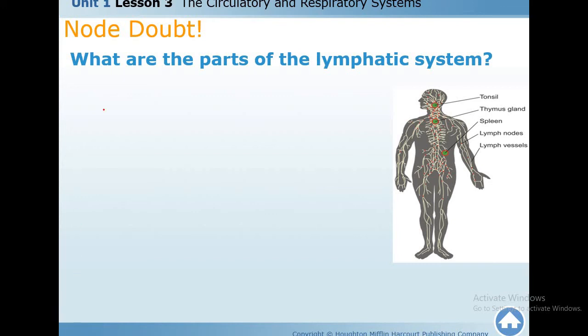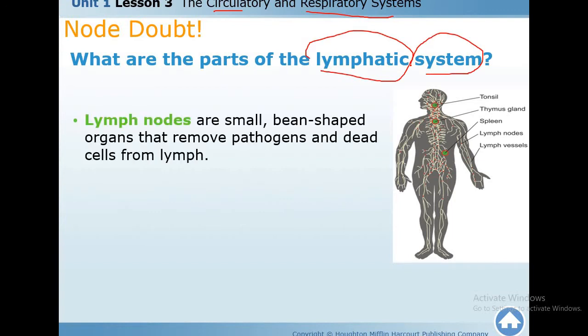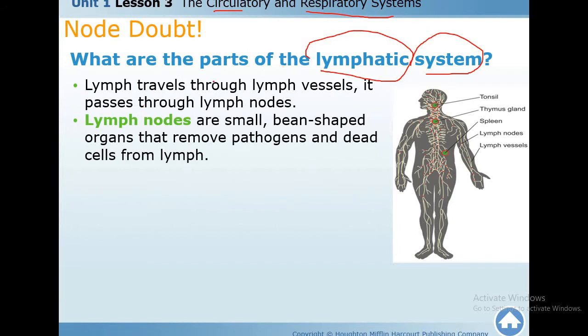Today we are going to continue Unit 1, Lesson 3, the circulatory and respiratory system. So, first of all, what are the parts of the lymphatic system? Lymph travels through lymph vessels. It passes through lymph nodes. Lymph means leaked fluid, or fluid that escapes from the blood vessels. This is called lymph. Lymph travels through lymph vessels.